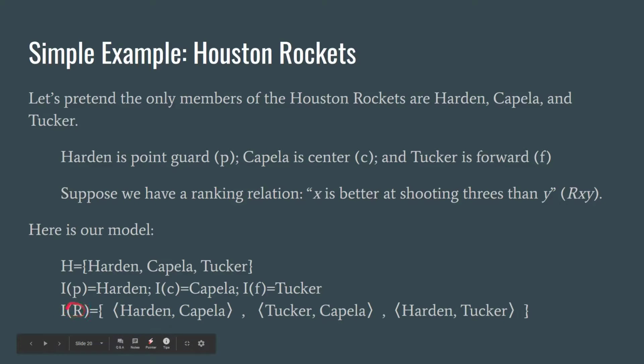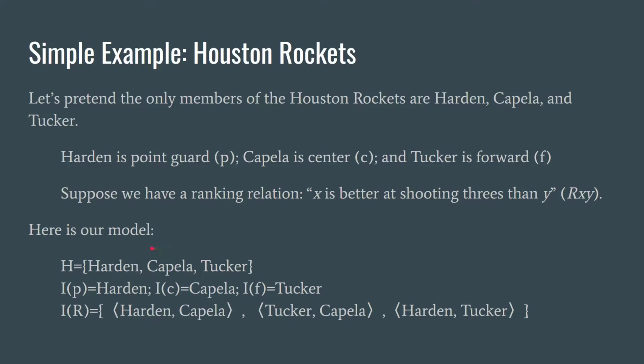Now our interpretation of our relation function is going to be the set of ordered pairs such that the first item in the ordered pair is better at shooting threes than the second item in the ordered pair. So Harden is better at shooting threes than Capella, Tucker is better at shooting threes than Capella, and Harden is better at shooting threes than Tucker. Notice order counts greatly when you're using ordered pairs with the square brackets here.